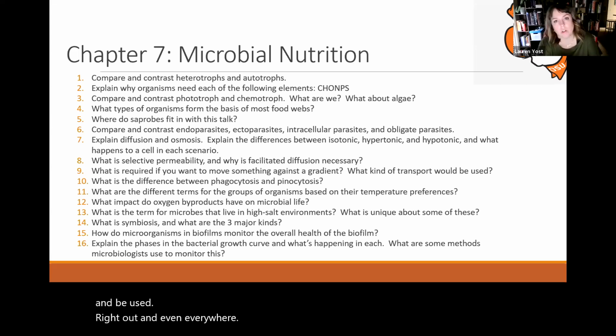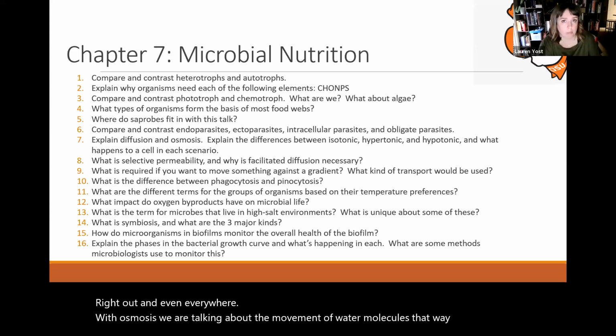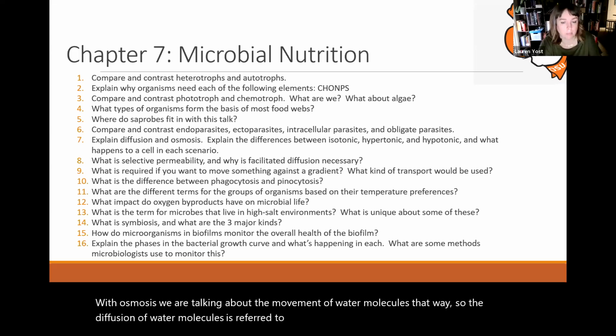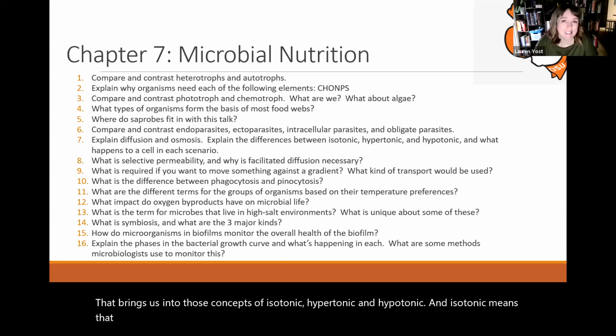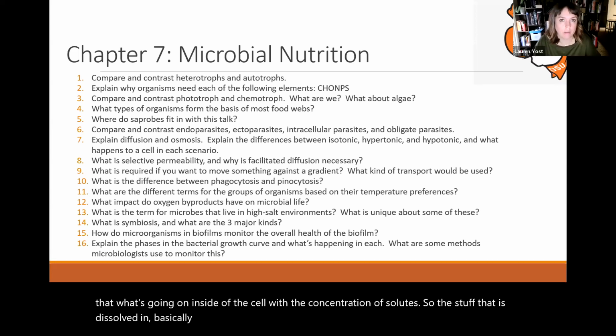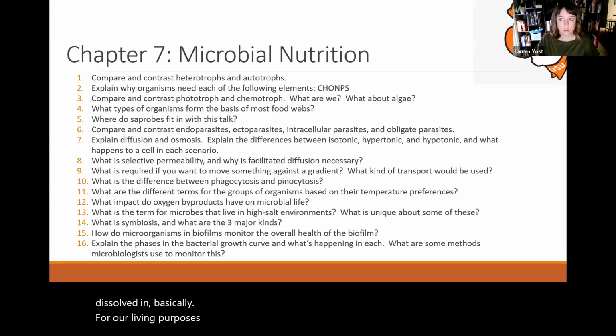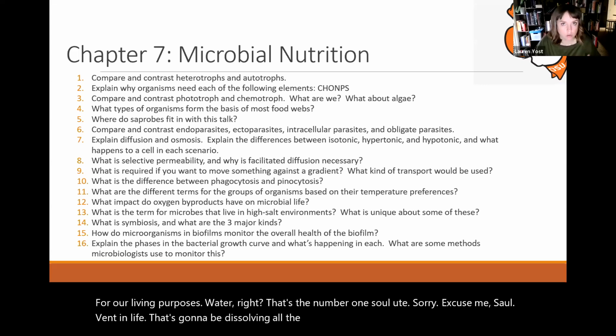With osmosis, we are talking about the movement of water molecules that way. So the diffusion of water molecules is referred to as osmosis. That brings us into those concepts of isotonic, hypertonic, and hypotonic. And isotonic means that what's going on inside of the cell with the concentration of solutes, so the stuff that is dissolved in basically, for our living purposes, water, right? That's the number one solvent in life that's going to be dissolving all the solutes like salts and things like that.